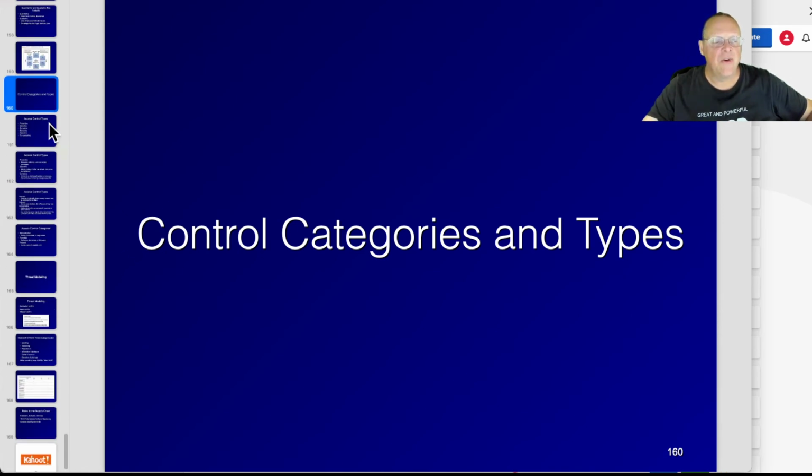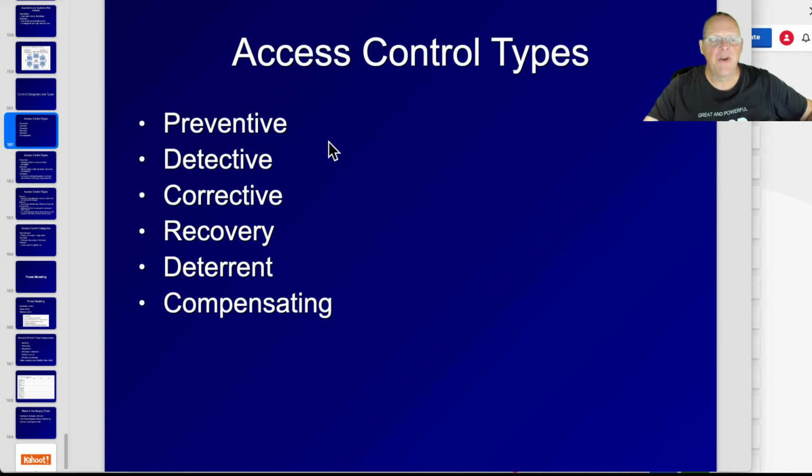So then there's control categories. This is Security+ level stuff. There's preventive controls that prevent a bad thing from happening. Detective controls detect a bad thing without preventing it.